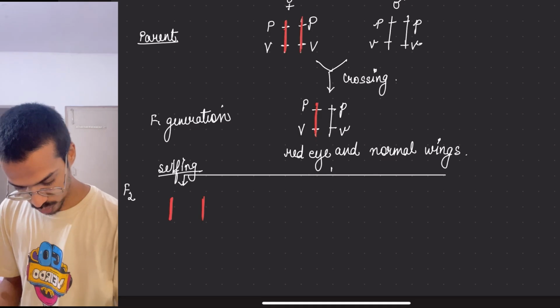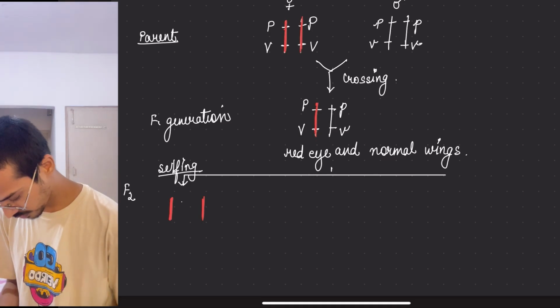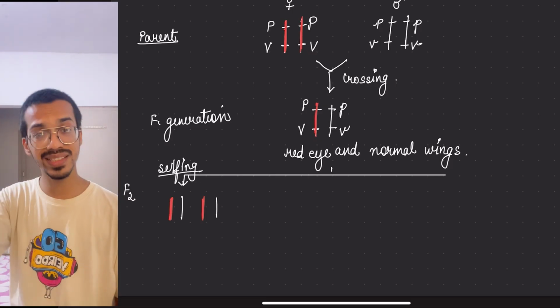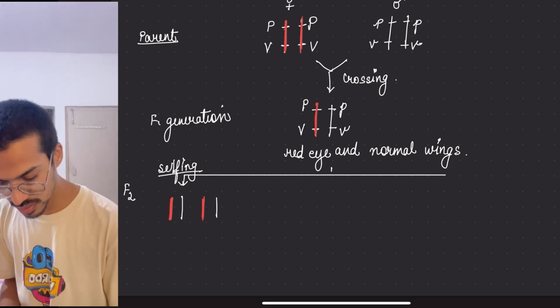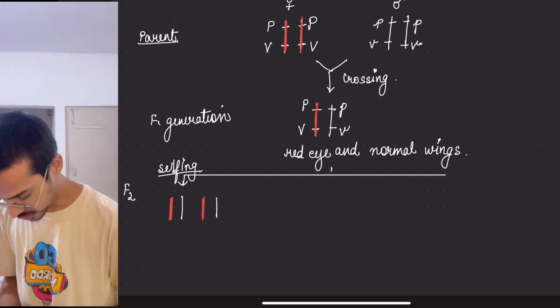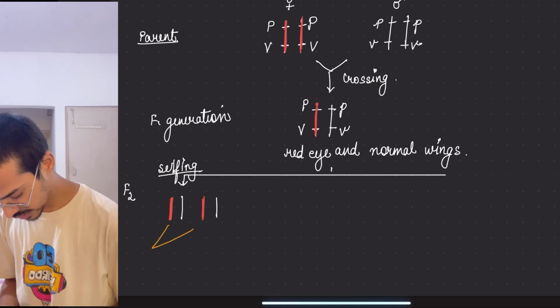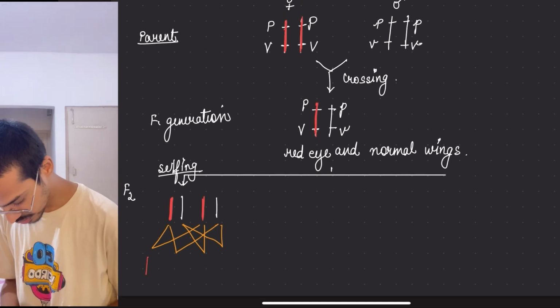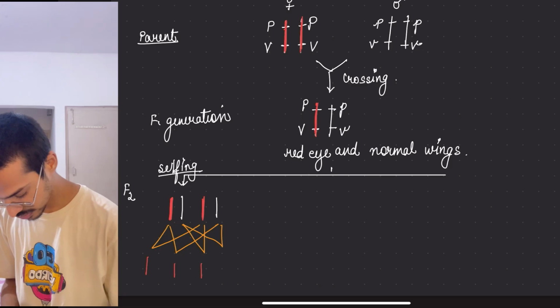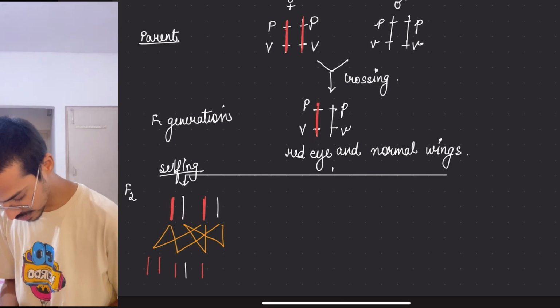Okay, selfing we will be doing. So the red color means capitals are coming, and here the small ones are coming. When they make the gametes, what options do they have? Either this can form, this can form, this can form, and this can form. Let's see what they are making. Red, red, red, and this is also red. This will be white, white, and white, white.